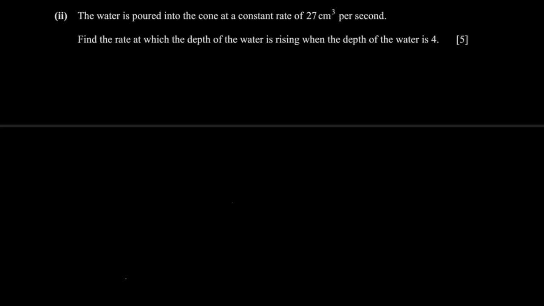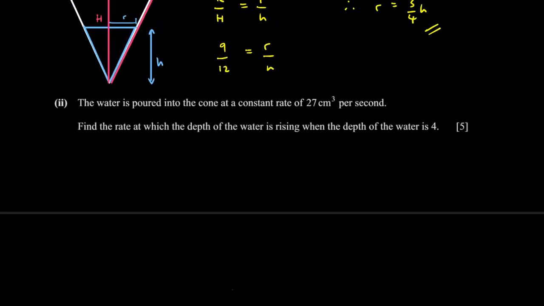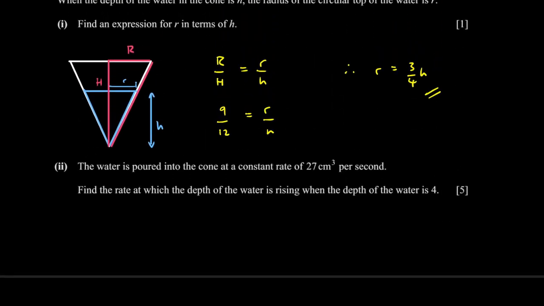Right then, part 2 of this question. The water is poured into the cone at a constant rate of 27 centimeters cubed per second, and find the rate at which the depth of the water is rising when the depth of the water is 4. So what does this mean? The water is poured into the cone at a constant rate of 27 centimeters cubed per second. So this is the volume per second, or the rate of change of the volume per second.